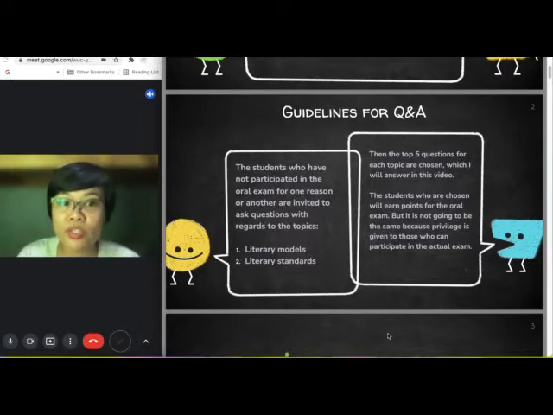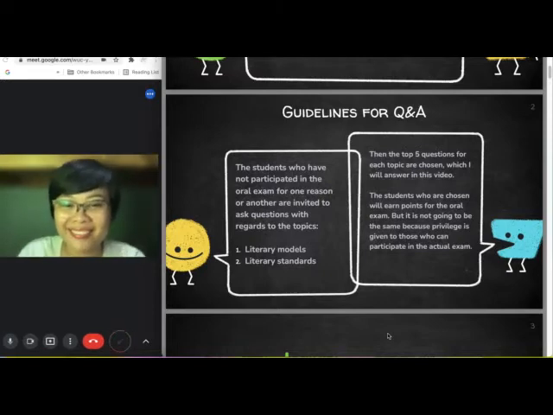The students who are chosen will earn points for the oral exam, but I will not give you the same highest possible score as the students who took the actual oral exam, because that is their privilege for taking that opportunity during the Google Meet session. But of course you will also have good scores for asking thought-provoking questions.